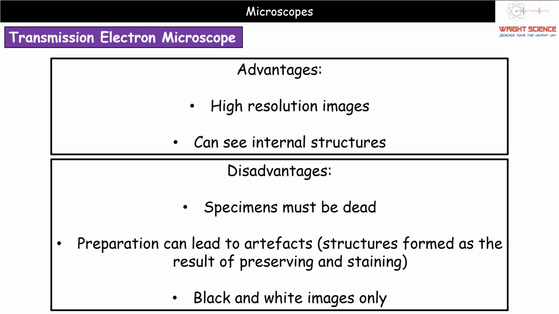So the specimens must be dead, and when we're preparing these specimens, we can generate something called an artifact. Artifacts quite simply are structures that we form as a result of this preservation and staining process. So they're not actually bits of the specimen we're looking at, but when you look at the image, you might think, oh, that's something in there. It's not, it's just something we've created due to the process we've put that specimen through. And we don't have a colour image here, it's only black and white.